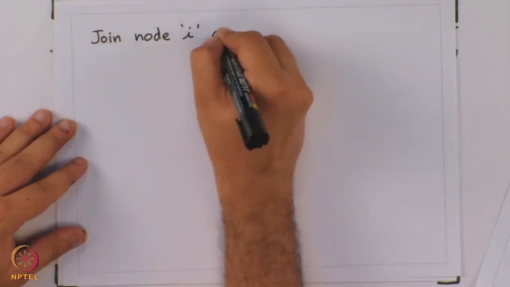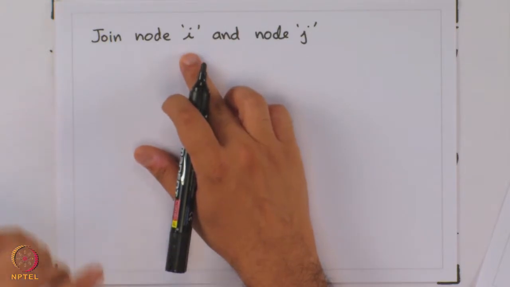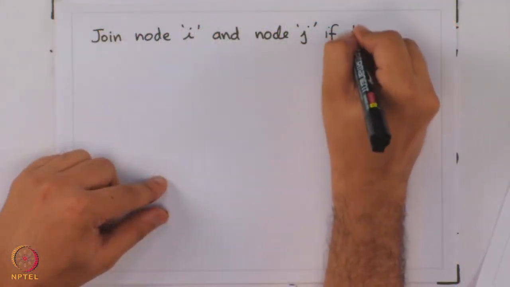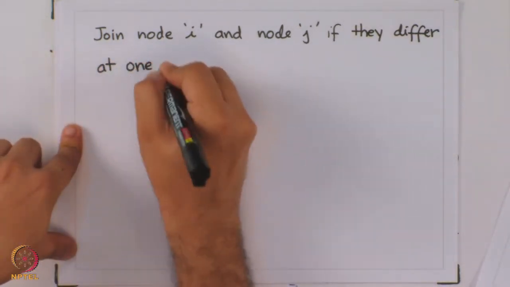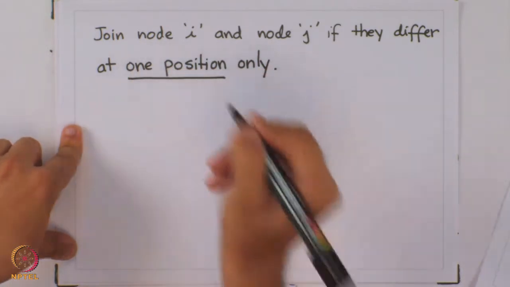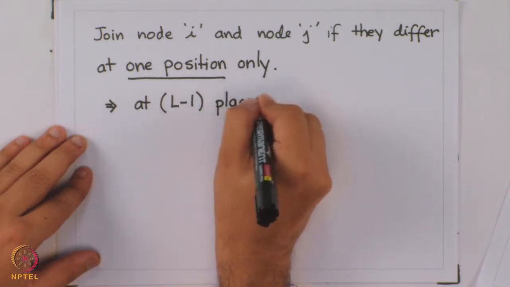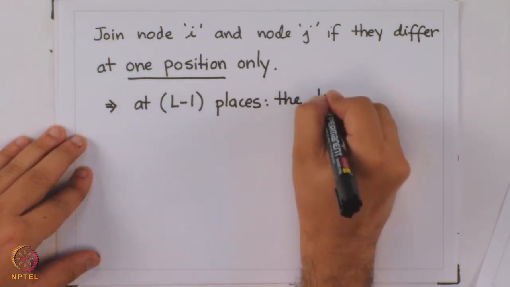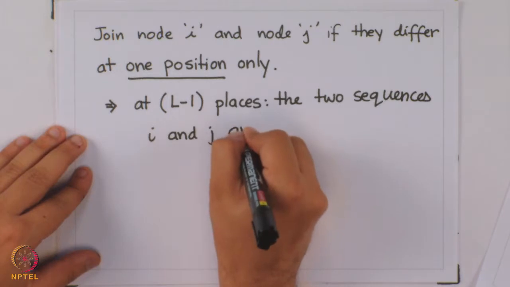Next, what we are going to do is join node I and node J. Remember, each node corresponds to a distinct DNA sequence of length L. Now, we are going to join node I and node J if they differ at one position only, which implies that at L minus 1 places the two sequences I and J are identical.